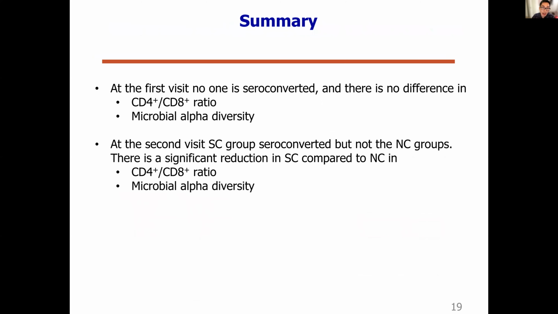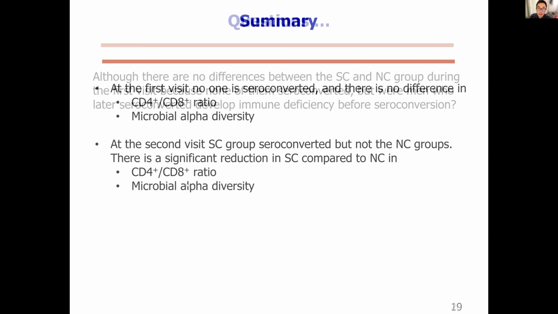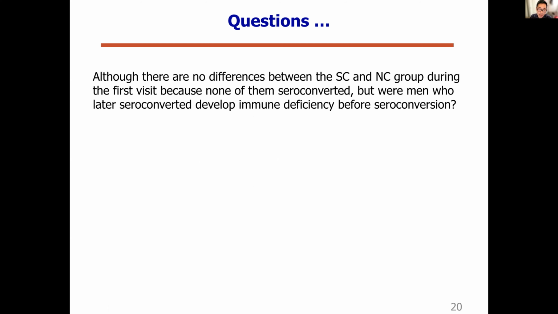So as a summary, at first visits, when no one is seroconverted, there's no difference in either the CD4-CD8 ratio or the microbial alpha diversity. But we can see a significant reduction in the SC group as compared to the NC group at second visits for these two biomarkers. So we would like to take a step further.